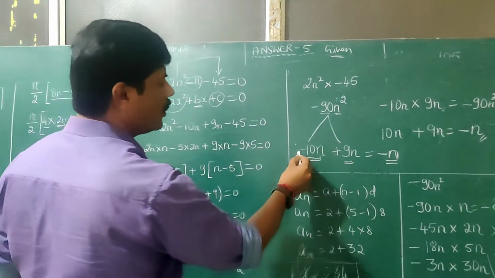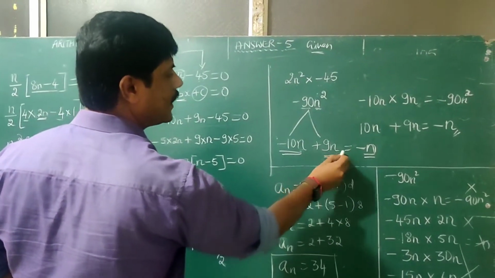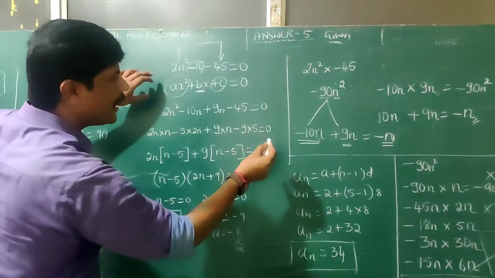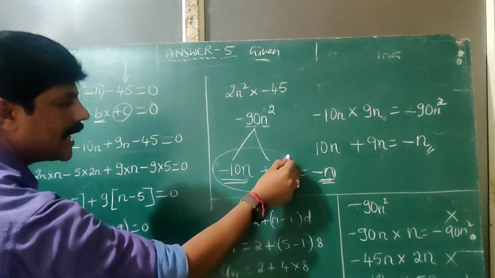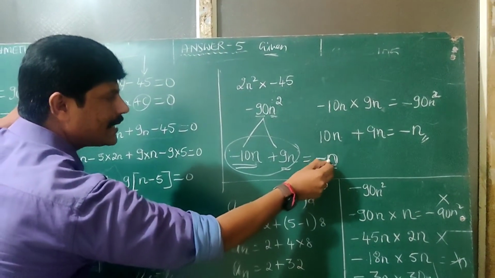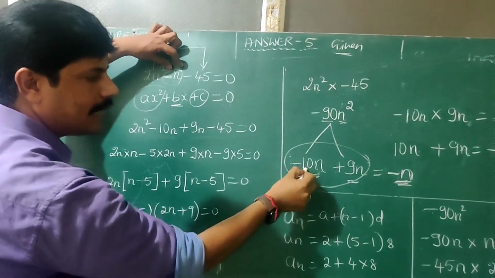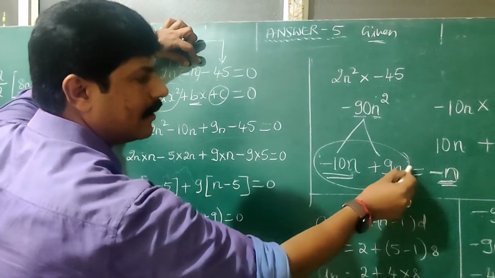After addition, you can see that minus 10n plus 9n is equal to minus n. This we are applying here. In place of minus n, we are using this. Thus, we are splitting minus n, the middle term, as minus 10n plus 9n. In place of minus n, we are writing this.